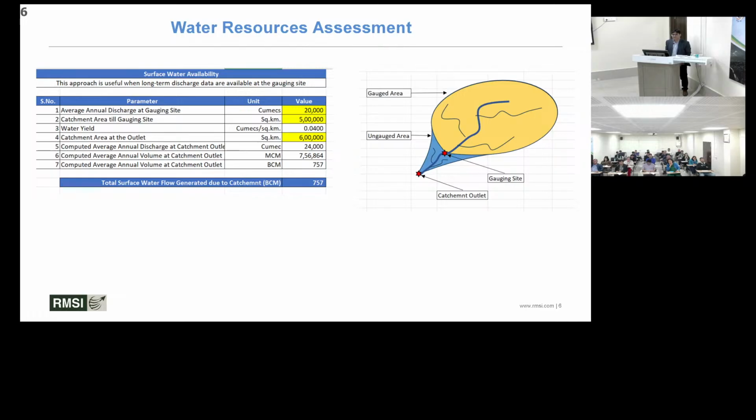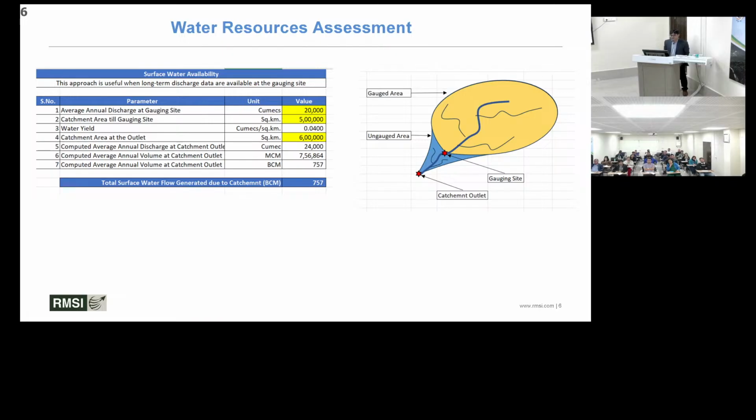The yellow highlighted cells are the cells where you need to put some values, considering the availability, the catchment area, and your region. It depends on what scale you want to estimate this surface water. If your basin area is beyond 1 lakh or 5 lakh square kilometer, then you have to put that value. Otherwise, you can also do this exercise for a small catchment and estimate the water resources.